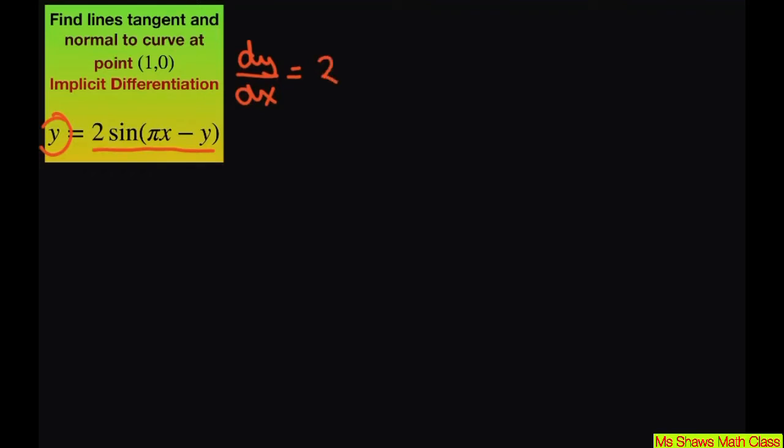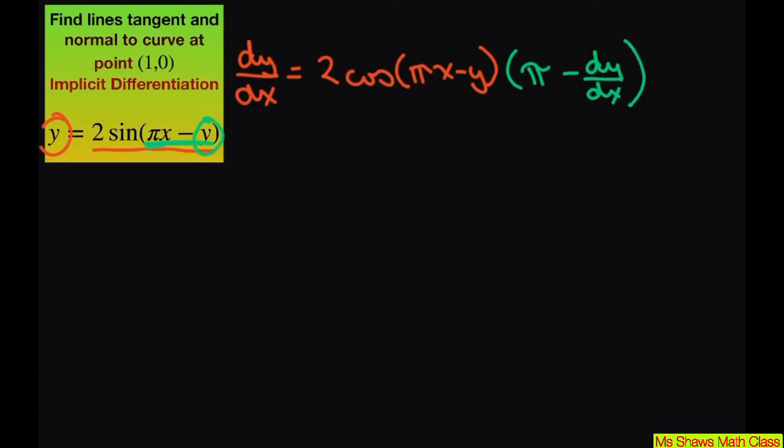So this is going to be 2 cosine of (pi x minus y), and then you have to differentiate the inner function. So when you differentiate the x, that's just going to be pi, minus, and when you differentiate the y, that's going to be dy/dx. All right, now let's go ahead and distribute this. This is one term, so I'm going to distribute like that because we have to solve for dy/dx.